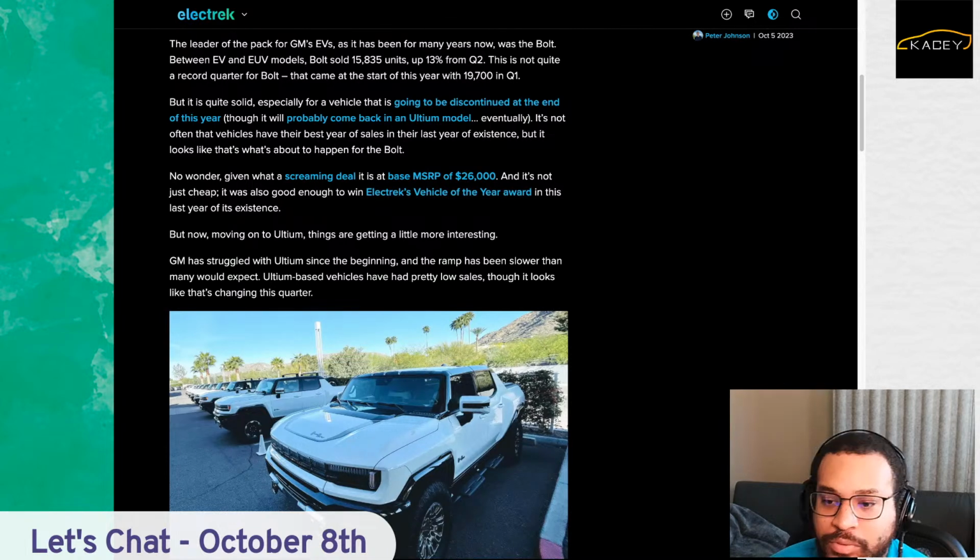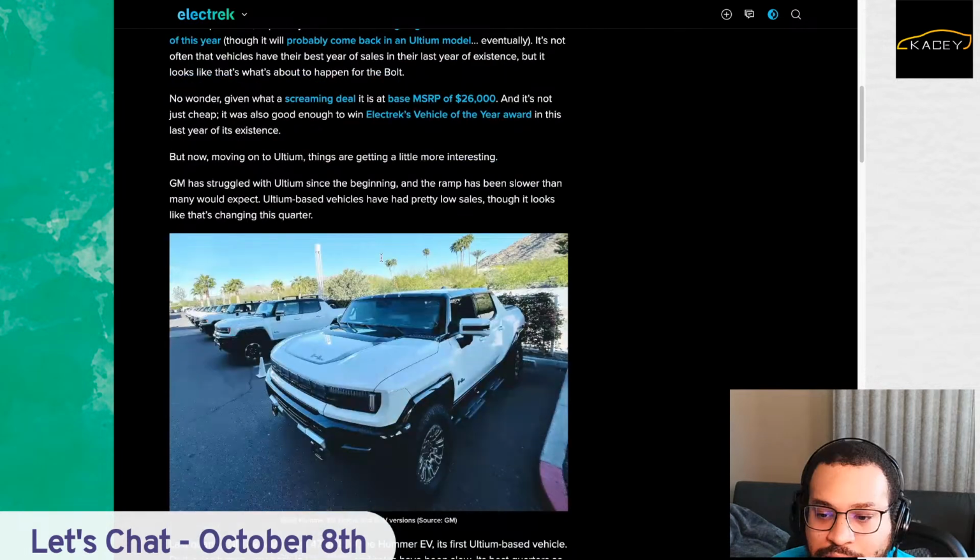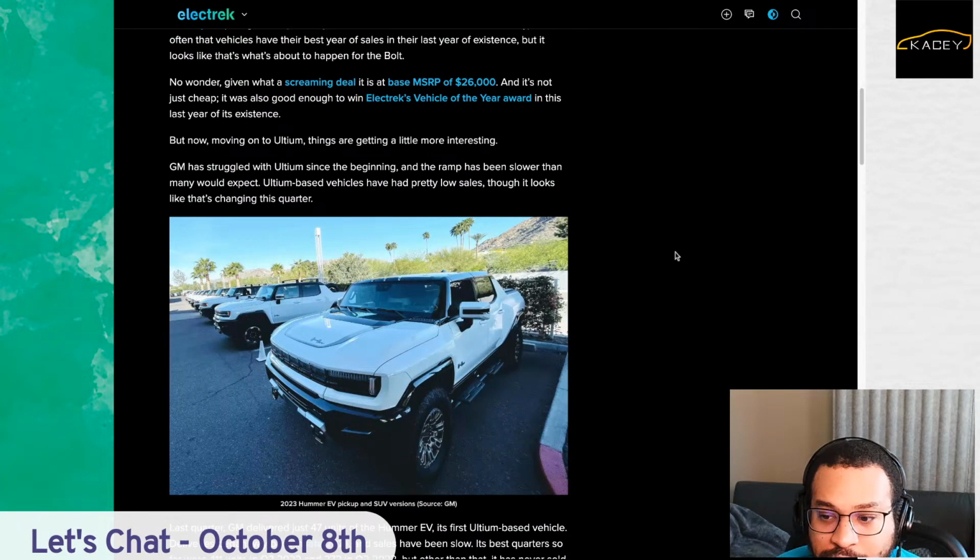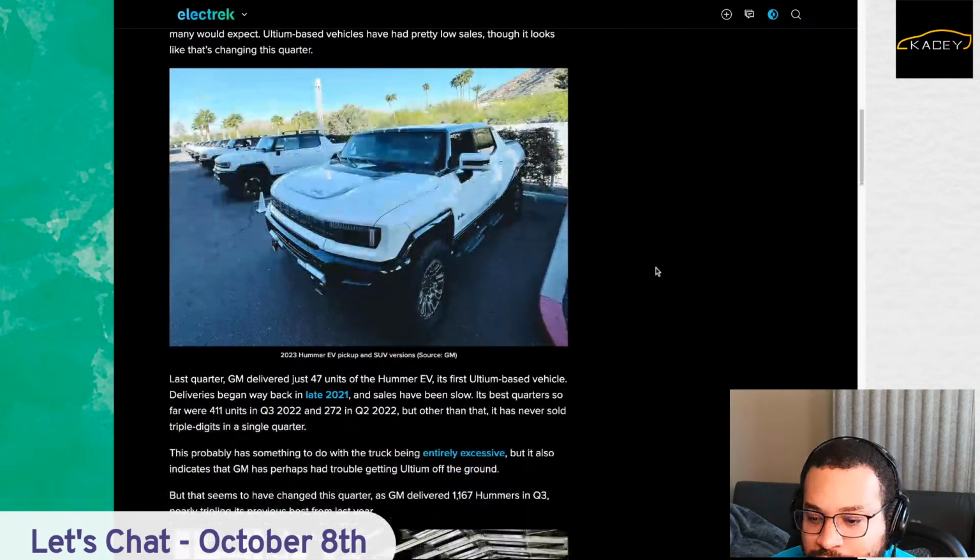Right, moving on to Ultium, things get a little more interesting. GM has struggled with Ultium since the beginning, and the ramp has been slower than many would expect. Ultium-based vehicles have had pretty low sales, though it looks like that is changing this quarter. Let's see what changing means.